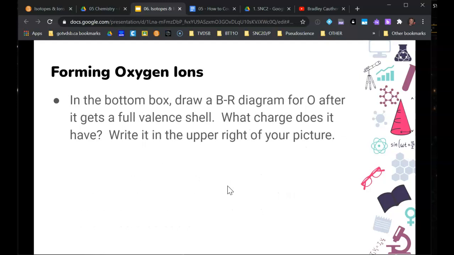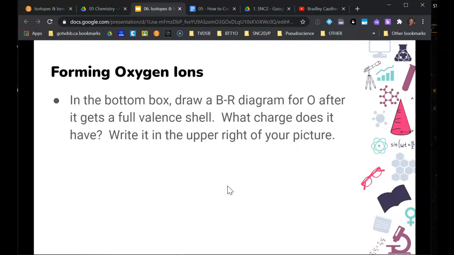So, in the bottom box, we're going to draw the Lewis dot diagram after it gains that full shell. So, we would have our O in the middle, and then now it has gained 2 extra electrons. So, instead of 6 electrons, we should now have 8 electrons around the O. And we're going to write the charge up in the top right corner.